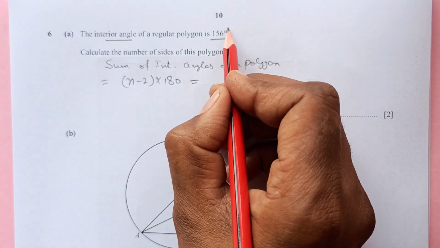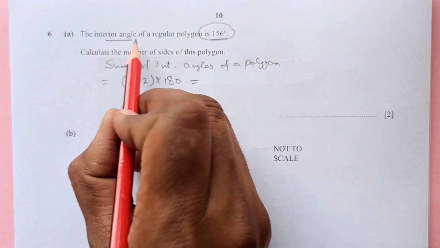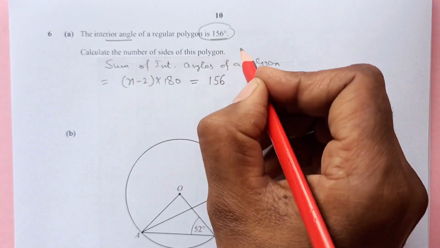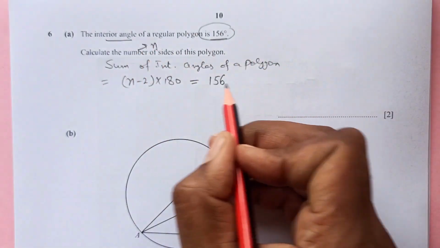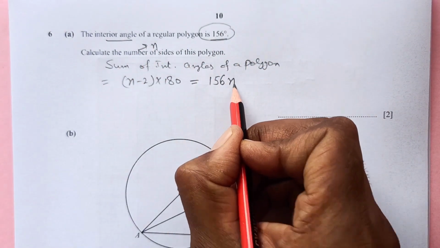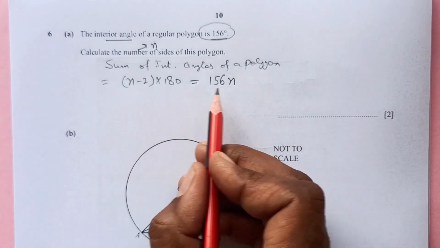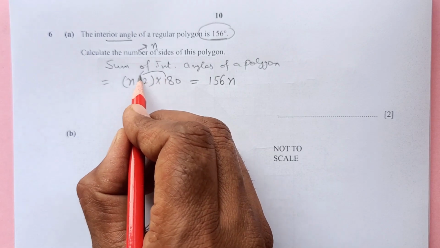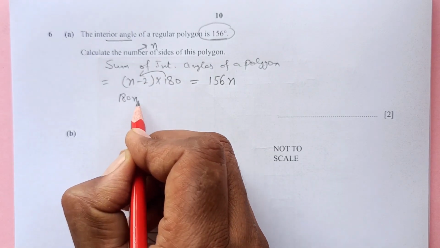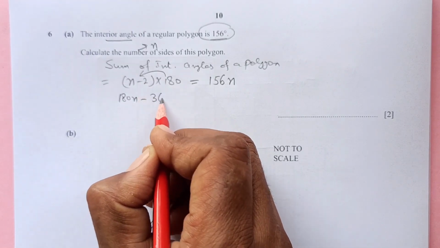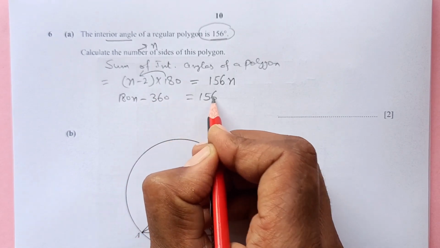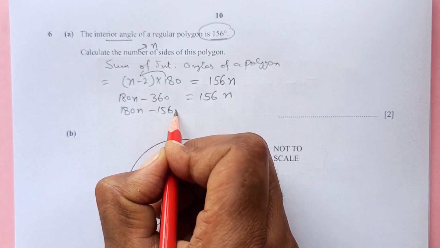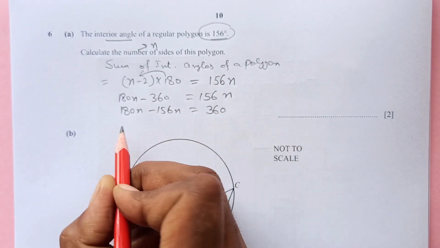Now we are given one interior angle, right? One interior angle is 156. Let's say the number of sides is n, so the sum will be 156n. So from here we can find out the value of n. Now you open this bracket, so 180n minus 180 times 2, 360, equals 156n. Now shift this to the other side, just changing the side.